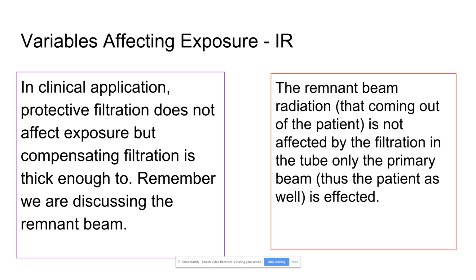But the filter that is in the tube, that one that adds up to 2.5 millimeters of aluminum equivalent, that number that should be embedded into your head, that filter in the tube should not affect the radiation felt by the image receptor. Good, good, good. Okay.